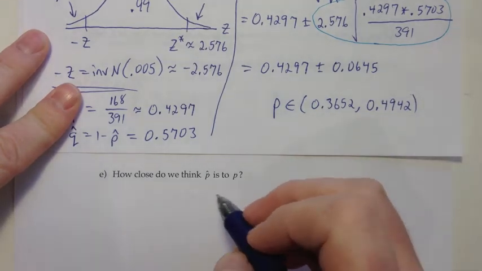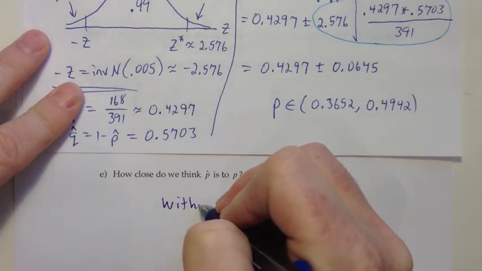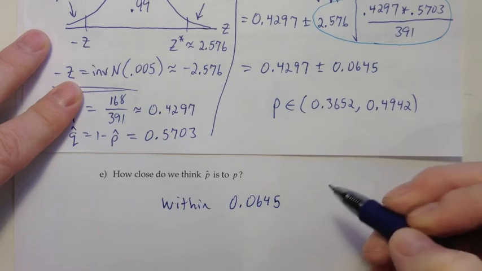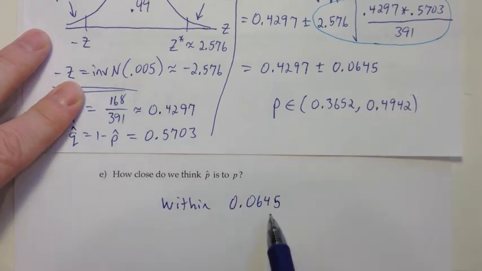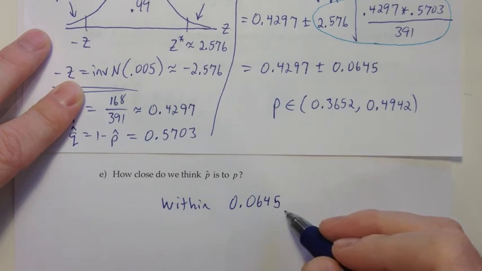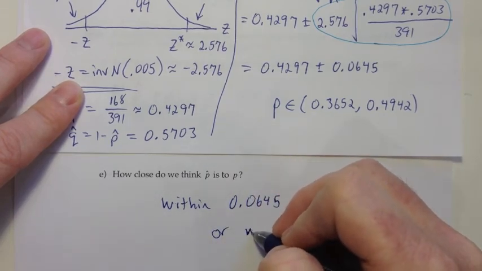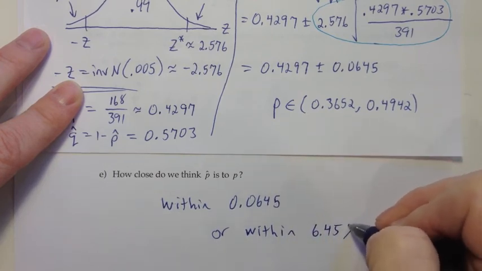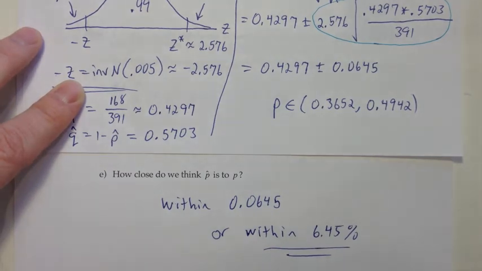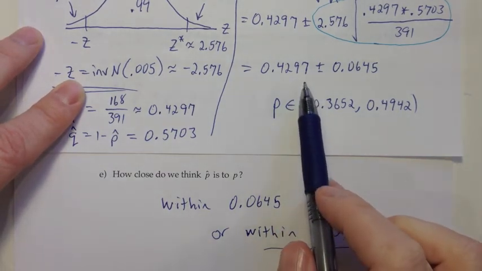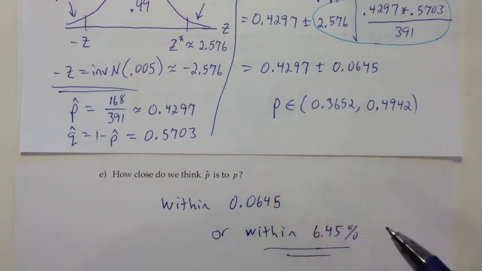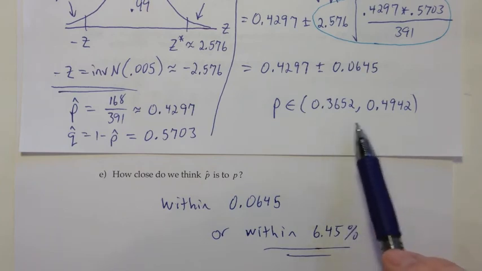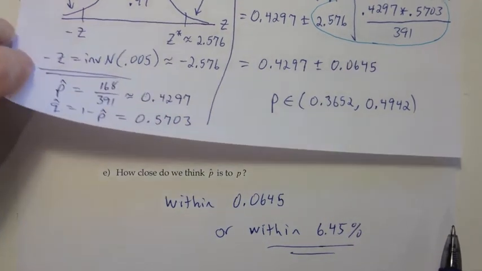So how close do we think p hat is to p? I would say that I think it's within 0.0645, and then I should put units on that. Well, I guess that's just a proportion. I could say within 0.0645, or I could say within 6.45%. So you could say that we gave an estimate that 42.97% of the churchgoers were happy, but we might be off by 6.45% with that point estimate. But once we give ourselves that room for error, all of a sudden we're 99% confident that we've got it.